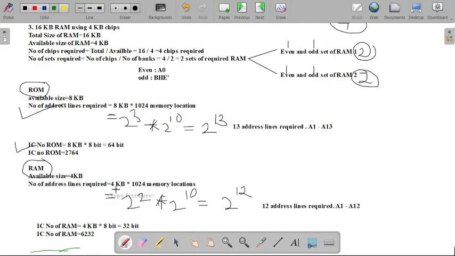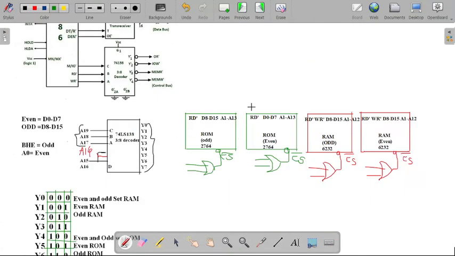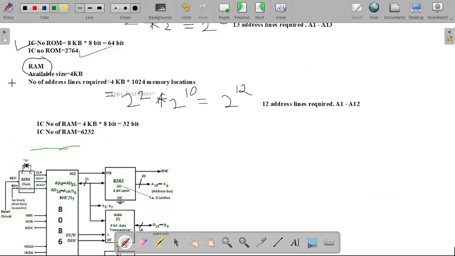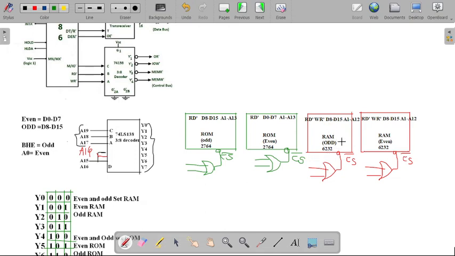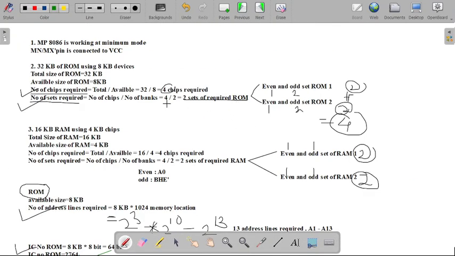So here the IC number for our ROM is 2764, that I have written in that structure. And the IC number for our RAM is 6232, that is written in our RAM structure. So one part will be used for the odd and the second part will be used for the even. Here we require a total of 4 chips in that ROM structure as well as in our RAM structure.